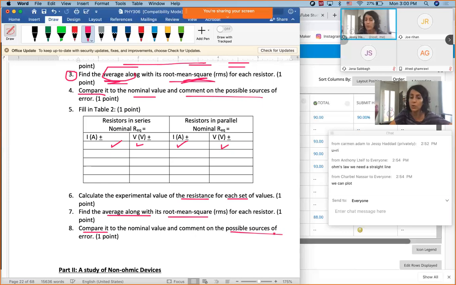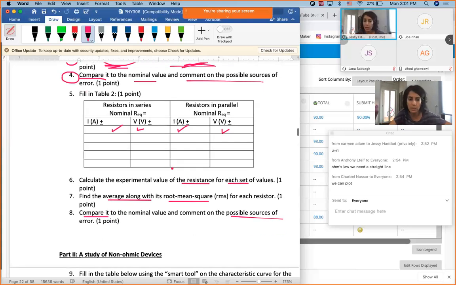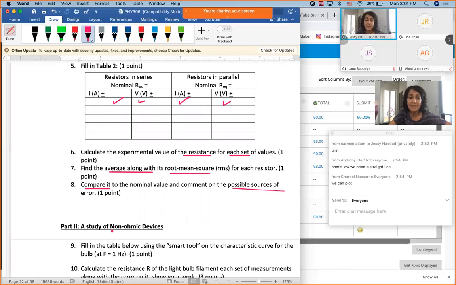If you believe the sources of errors are still the same, you can simply say same as above, like as in item 4, or you can add maybe at least 1 extra source because now you have a new procedure, a different experiment, or like a tiny different change. Think about it, it's up to you. Then you will be dealing with non-ohmic devices. You will be given a bulb.